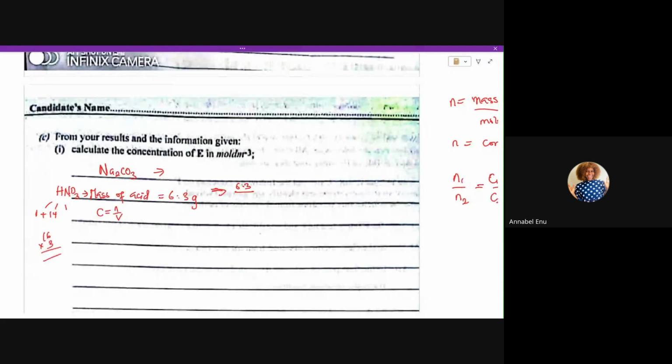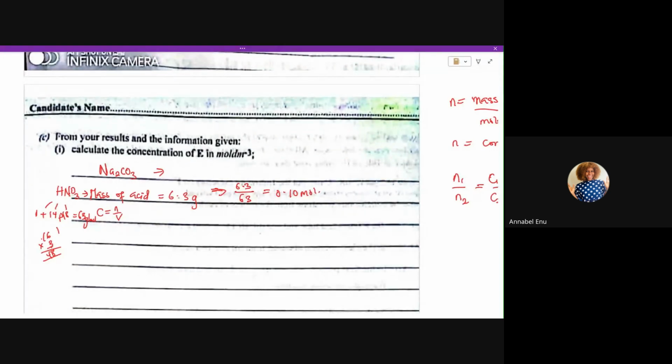I hope you all are with your calculator. You can also be helping out with giving the values. So 3 times 6, that will be 18. 3 times 3, 4, 48. So when we add all these up together, it is 63 gram per mole. So 6.3 divided by 63, we have 0.10 mole. This is the mole for our acid.